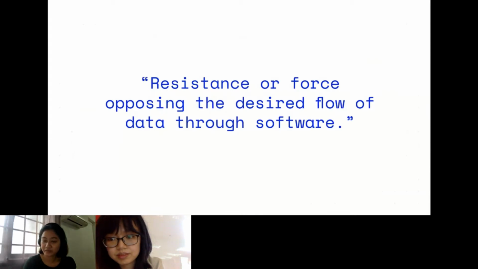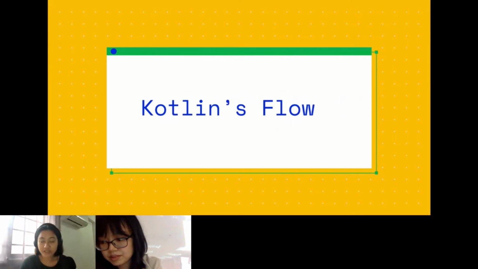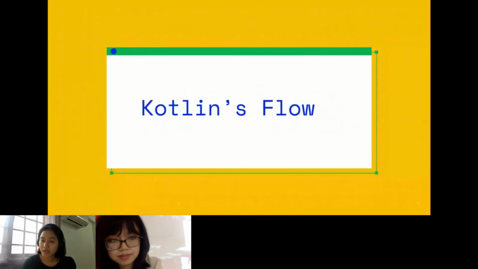Okay, so next, Kotlin flows. So what is Kotlin Flow? Kotlin Flow is a new stream processing API developed by JetBrains. JetBrains built Kotlin Flow on top of Kotlin coroutines. It's an implementation of the reactive streams specification, an initiative whose goal is to provide a standard way of asynchronous stream processing.